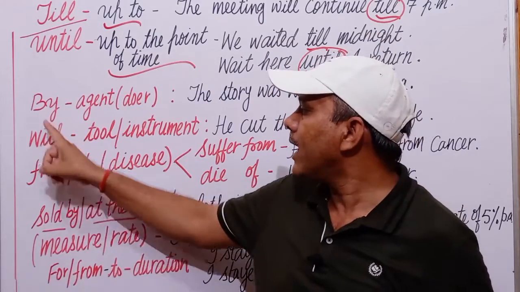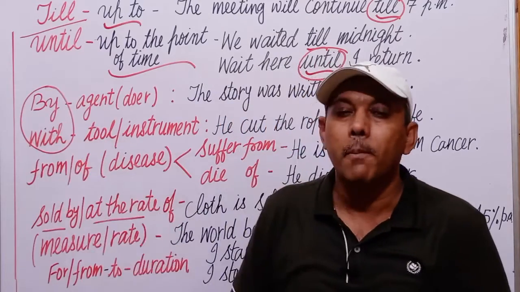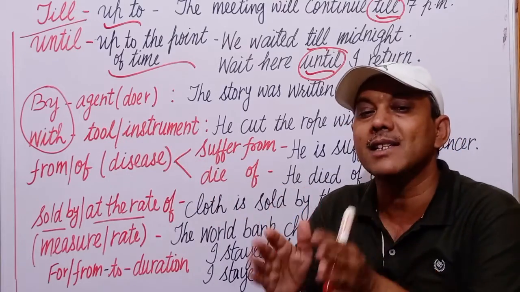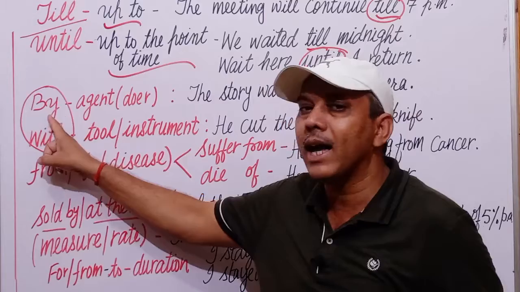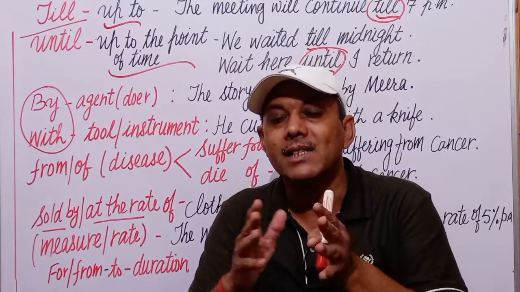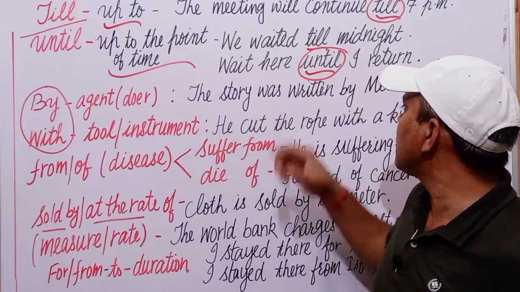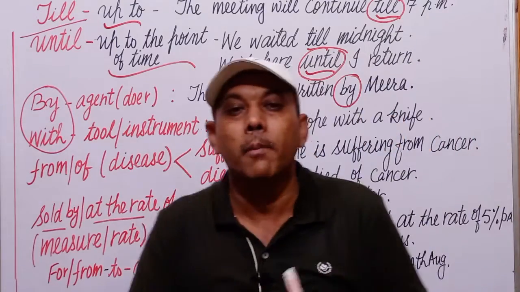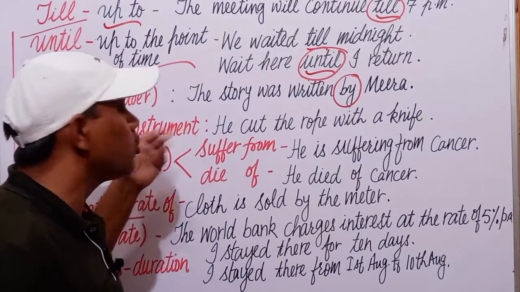Next is by and with. In case of by and with, the preposition by is used before the agent or doer of action. Usually we use by in passive form of sentences. For example, the story was written by Meera. By whom? By Meera.